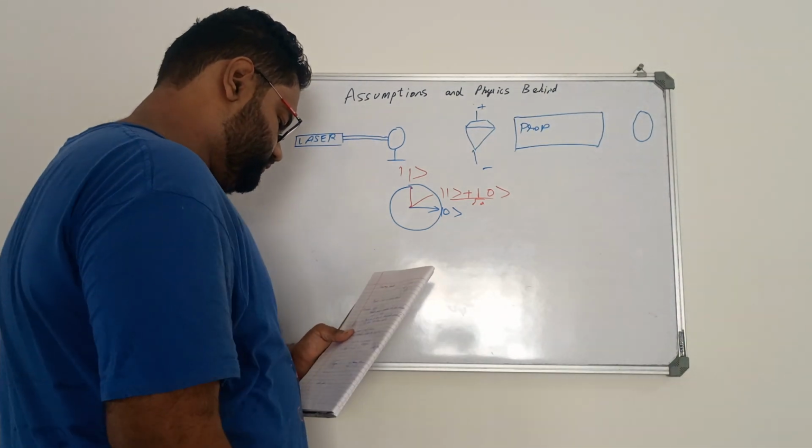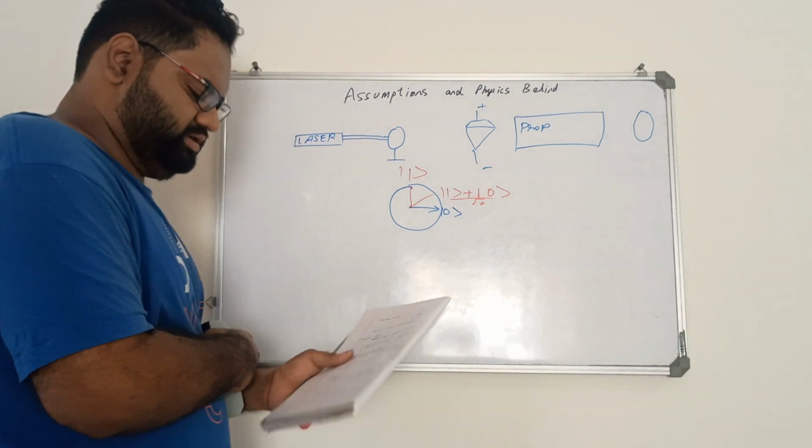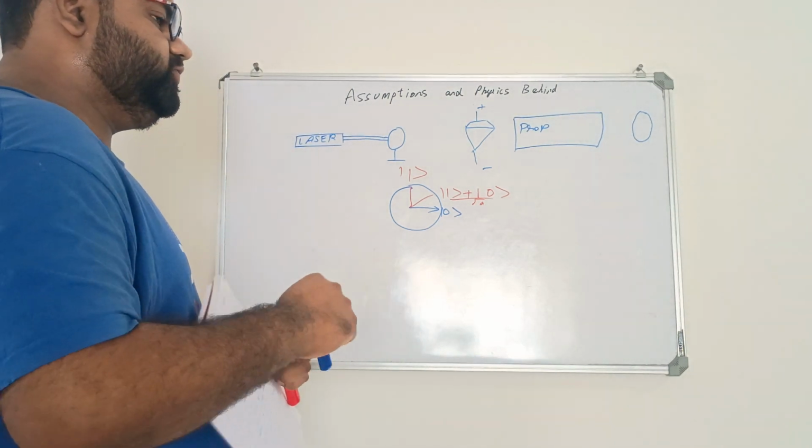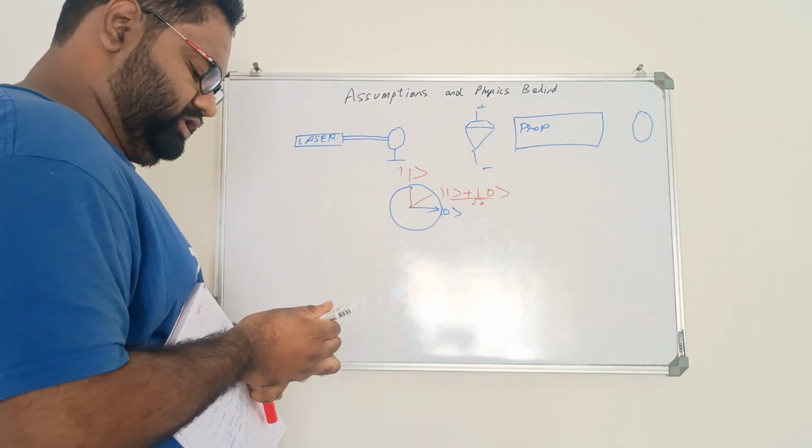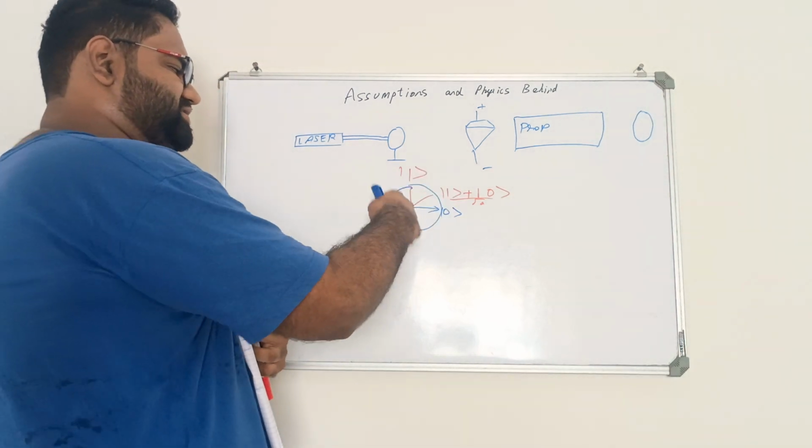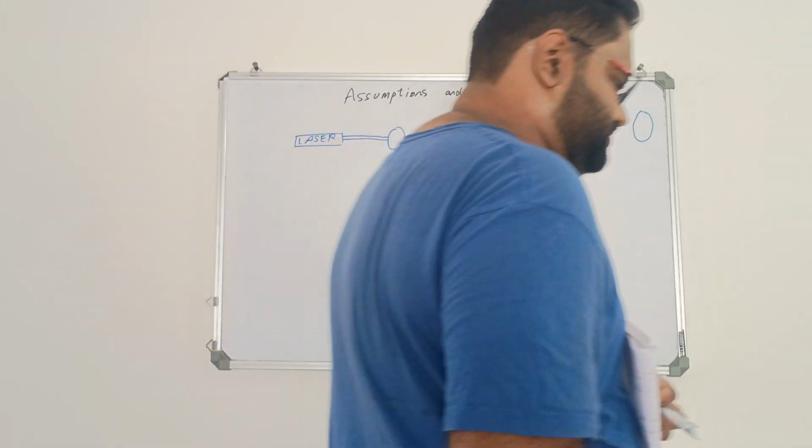So why do we require a laser? If we just take a normal light source, the polarization can be in all different directions. Let me just use a different color.